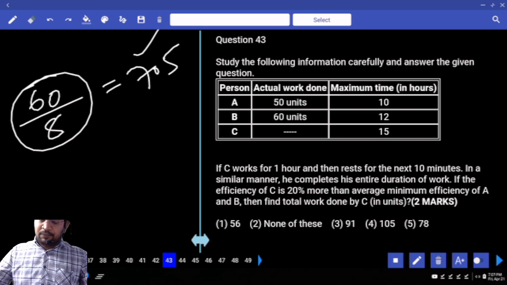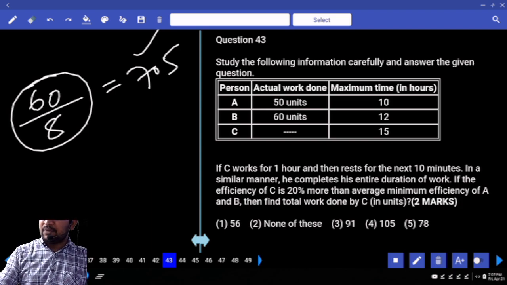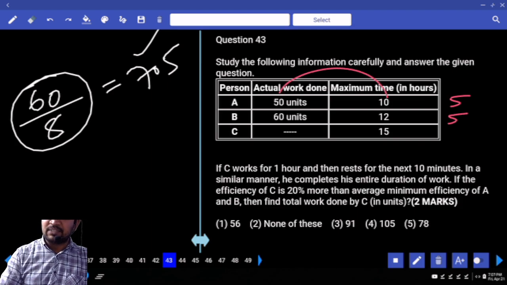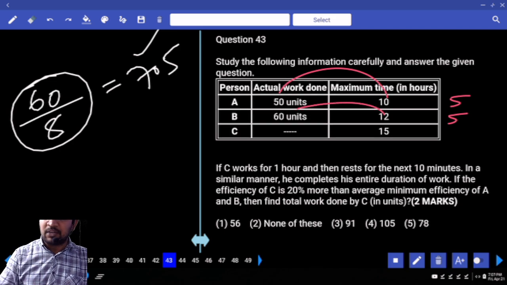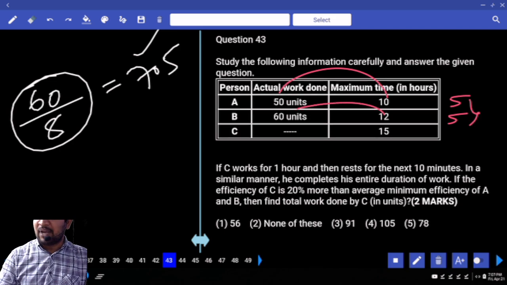See here. C works for 1 hour and rests for the next 10 minutes. In a similar manner, he completed his entire work. The efficiency of C is 20% more than the average minimum efficiency of A and B. So A's efficiency is what? 5 units. B's efficiency is what? 5 units. 10 hours 15 units? Efficiency is 5. 12 hours 60 units, efficiency is 5. The average of 5 and 5 is 5 only.